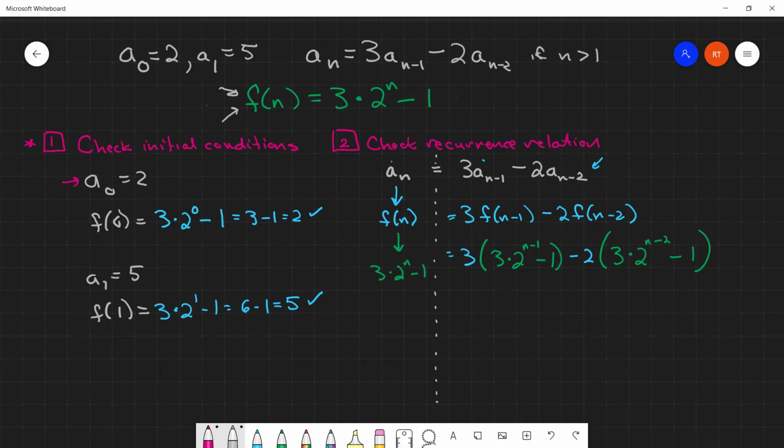So in the first part, I can multiply this 3 to both terms in the parentheses. This will give me 3 times 3 times 2 to the n minus first, which is 9 times 2 to the n minus first. And then minus 3 after I multiply the 3 to the 1. In the second group, I'm going to similarly multiply the 2 through the parentheses.